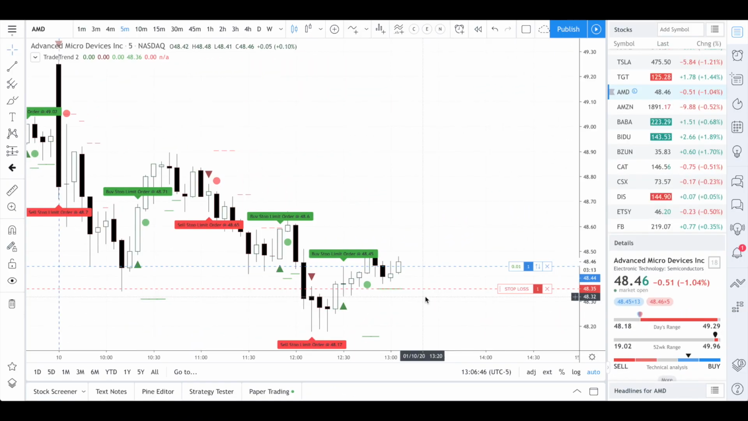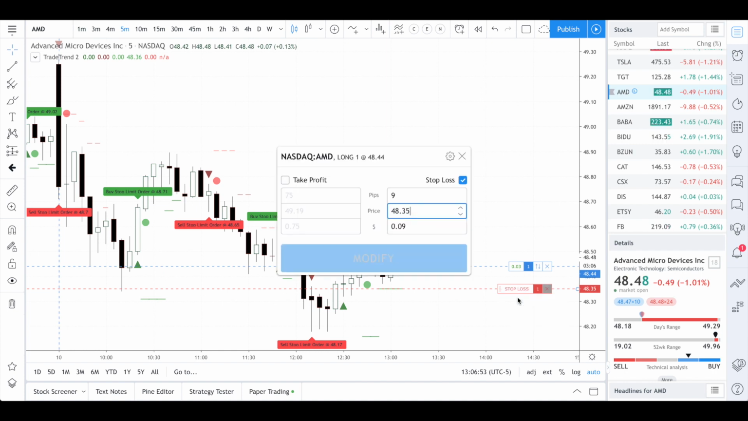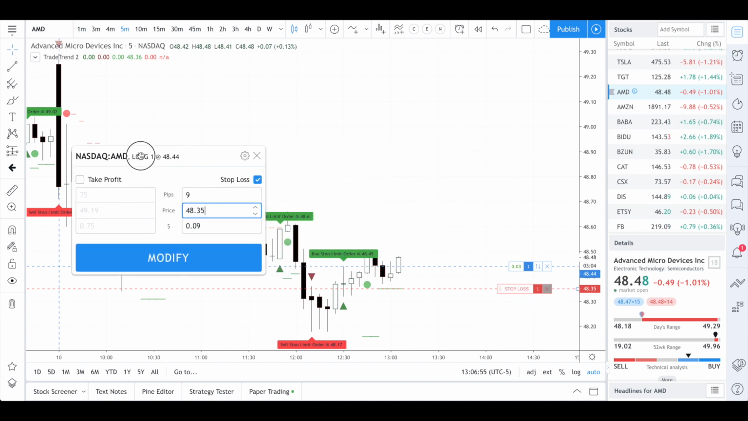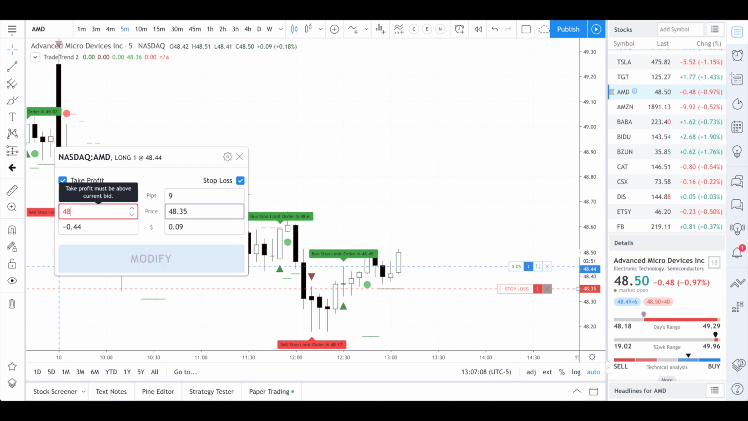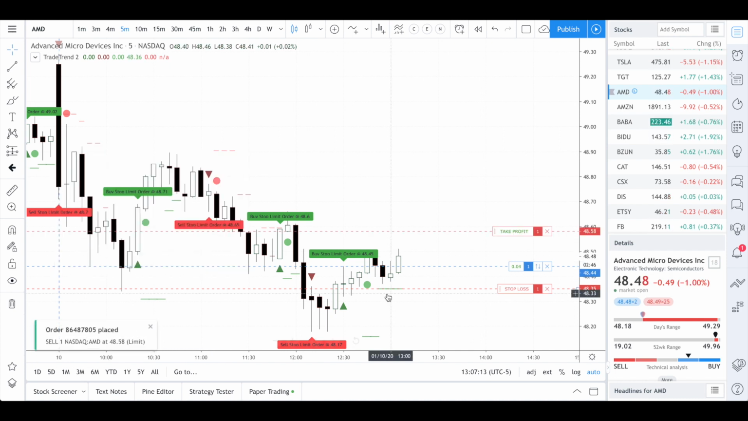About 5 minutes later, I decided I'm going to go ahead and set a target level. So I'm going to modify my order, and I'm going to move this window over just a tad. I think I'm going to try to take a profit around this previous little retracement area, around 48.58 maybe. So we're going to go over here, check mark take profit, and change this to 48.58, and then we'll click on the modify button. So we still have our stop loss in, but now we also have a take profit order in as well.